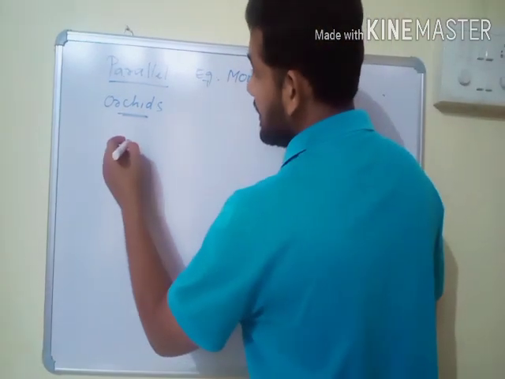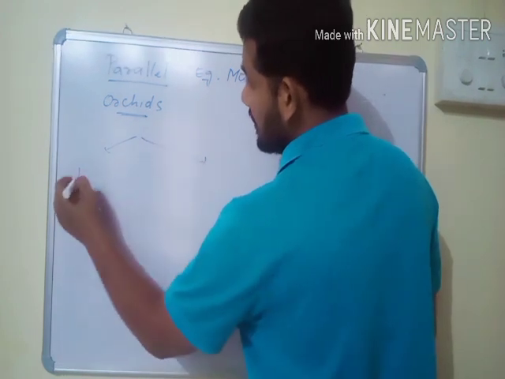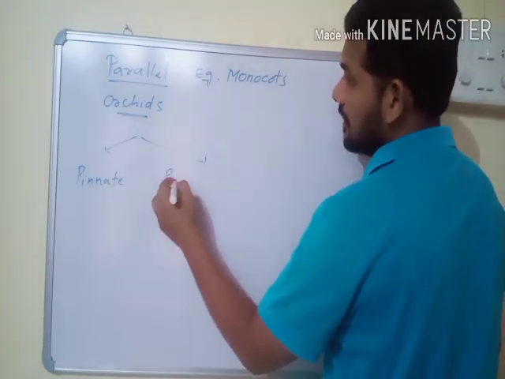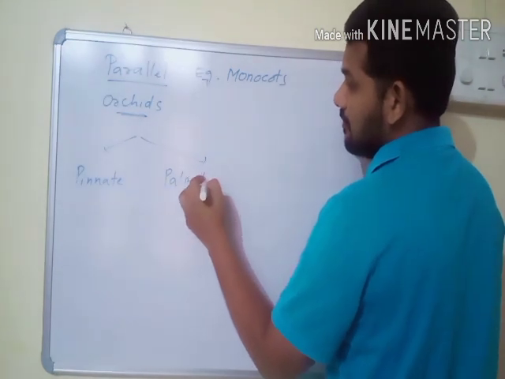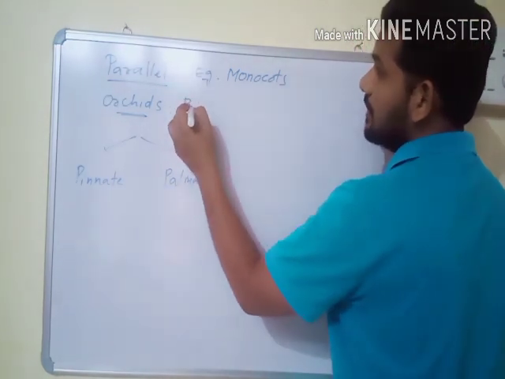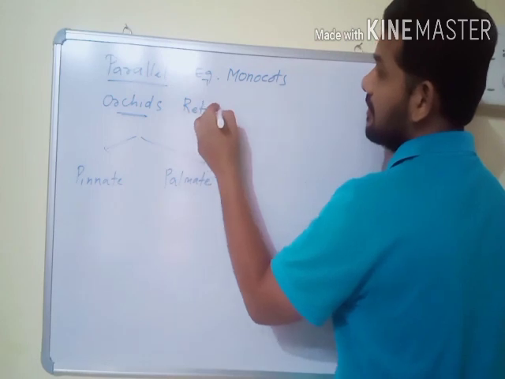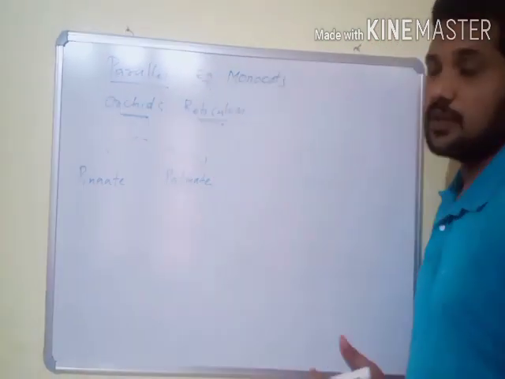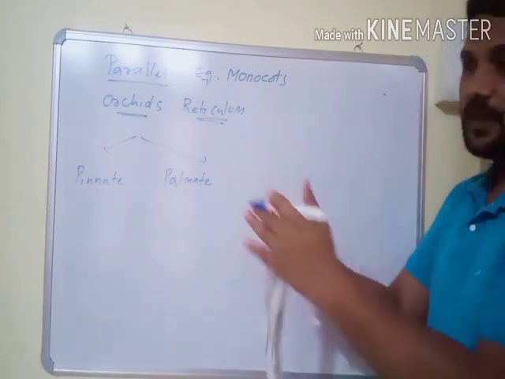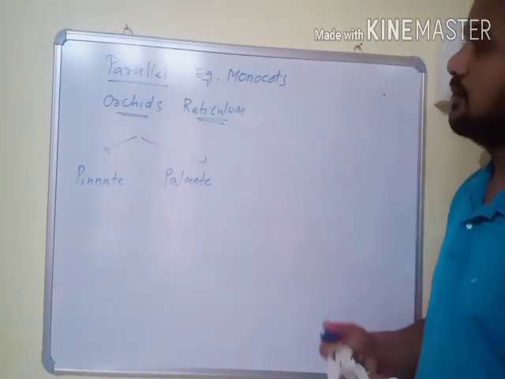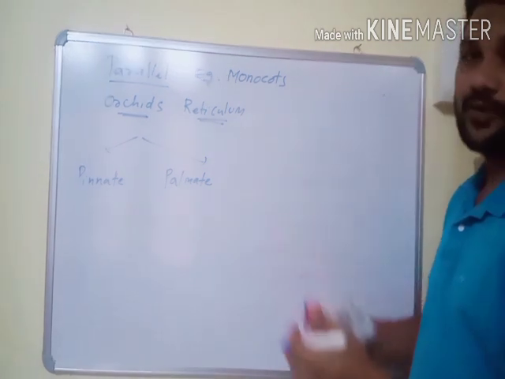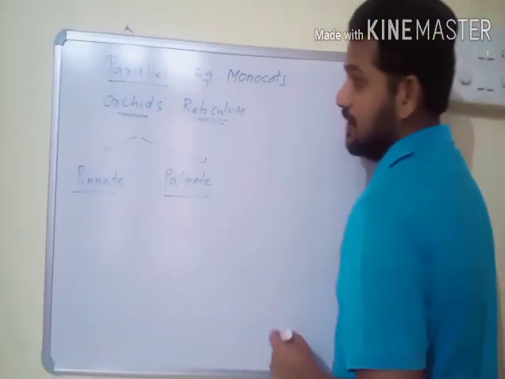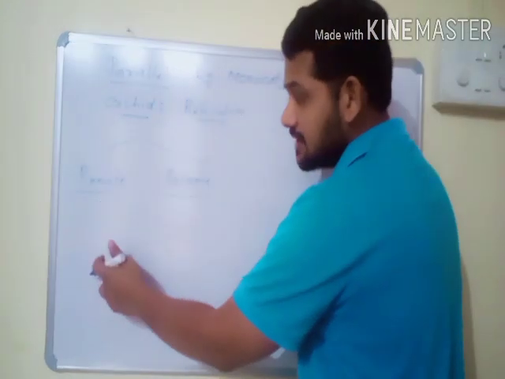Parallel venation, again, is of two types. The types are the same: pinnate parallel and palmate parallel. But what is the difference? In parallel venation, reticulum is absent, because in this type all the veins and veinlets run parallel to each other. That's why they do not fuse. If they do not fuse, then reticulum or network is usually absent. Then again there are two types, pinnate and palmate. In pinnate, the lamina has a single midrib.